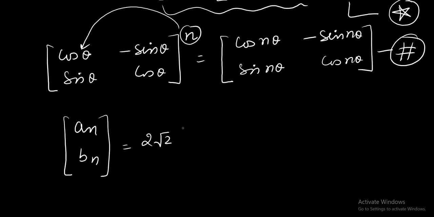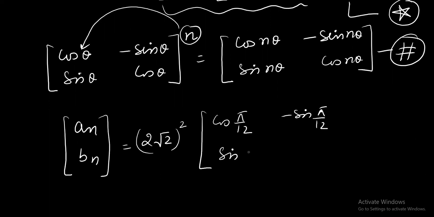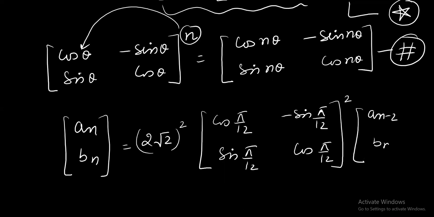is equal to the right hand side 2 root 2 and the matrix was already there. But now I'm going to write it once more. That means after that, the a_(n-1), b_(n-1) matrix will become 2 root 2, again the same matrix. What is the matrix? We have the matrix cos pi by 12, minus sin pi by 12, sin pi by 12, cos pi by 12, whole square. Now it will become a_(n-2), b_(n-2), right? So at least we have expressed a_n and b_n in terms of a_(n-2) and b_(n-2). Repeat the process till you reach a1, b1.